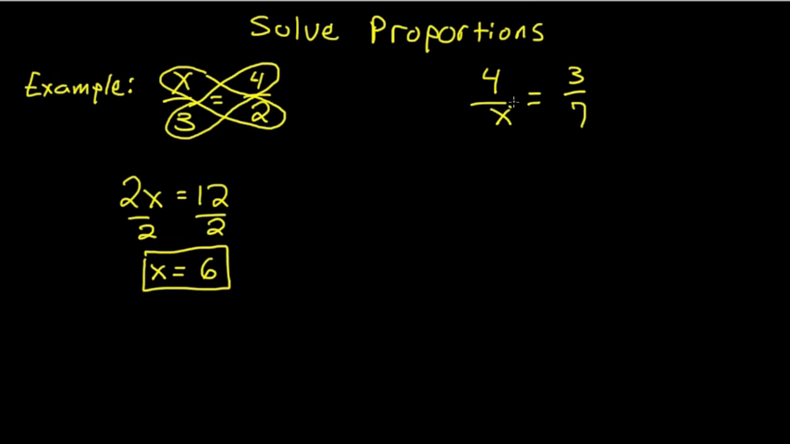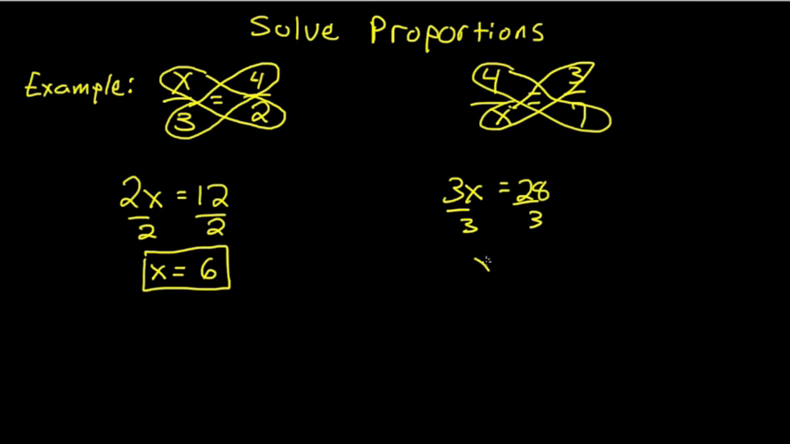Alright, for this one you should have multiplied x times 3, giving you 3x, and 4 times 7, giving you 28. It's 3 times x, so to get x by itself, we divide both sides by 3, and we get x is equal to 28 over 3, which you could write as a decimal, or you can just leave it as a fraction: 28 thirds.